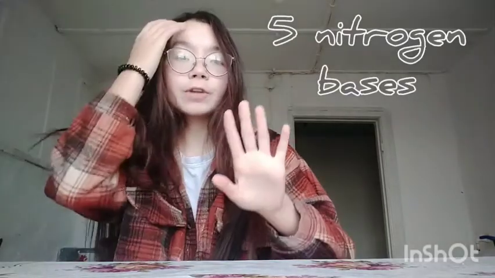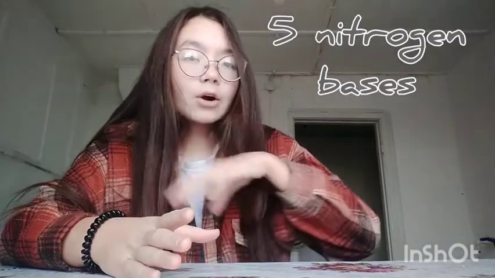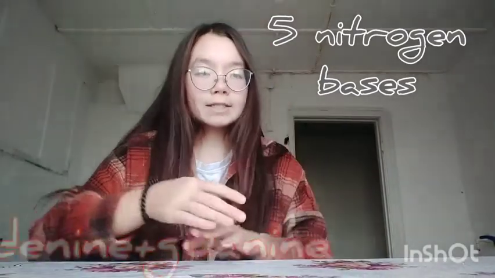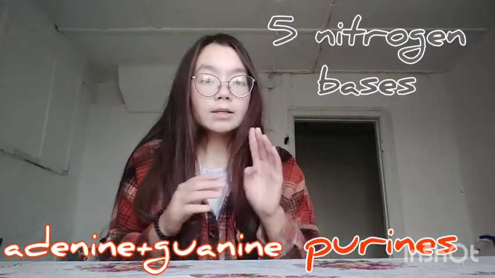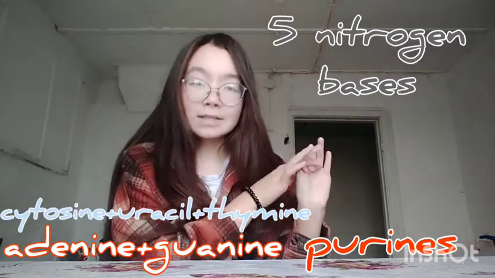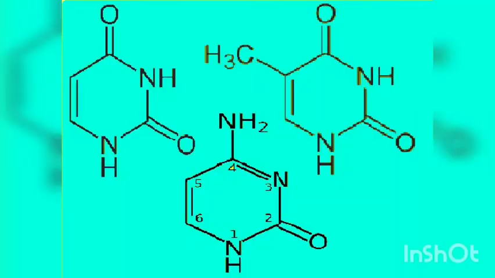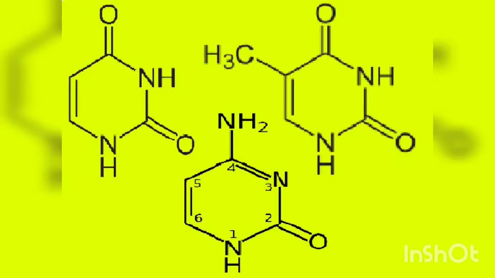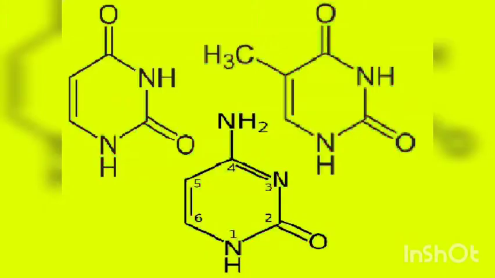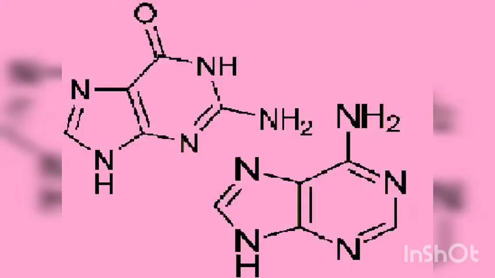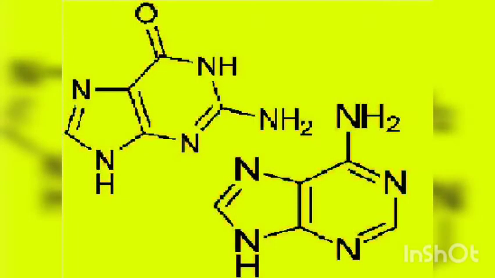Actually, there are 5 nitrogenous bases in DNA and RNA together. But they are all grouped into 2. For example, adenine and guanine are purines. Cytosine, uracil, and thymine are pyrimidines. Now you see pyrimidines. They have only one ring. Examples are thymine, uracil, and cytosine. And these are purines, and they have 2 rings. Examples are adenine and guanine.